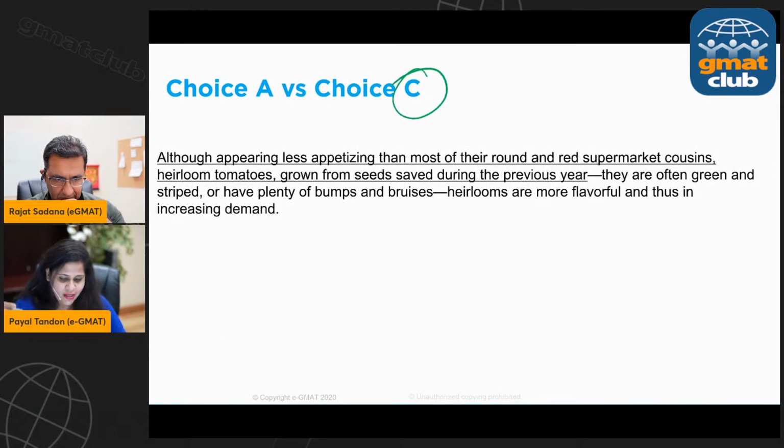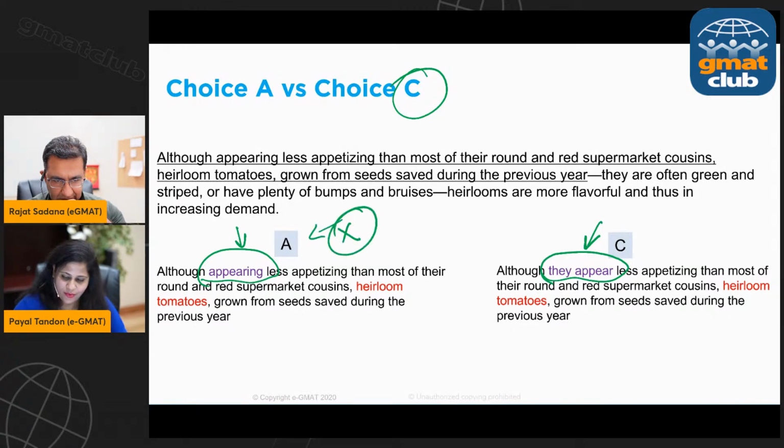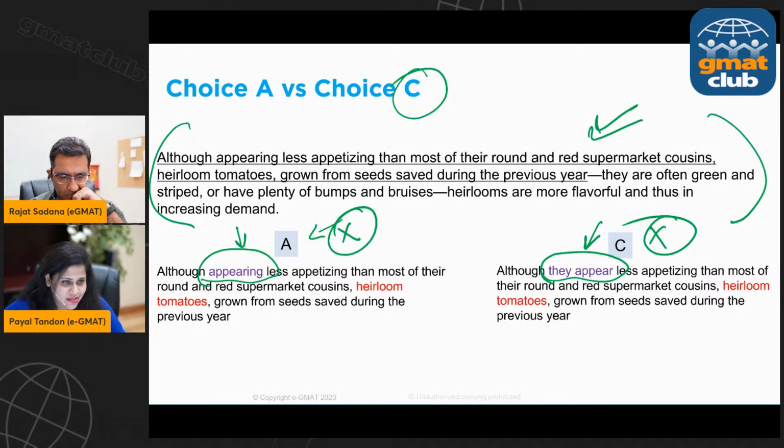Now look at choice C. Choice C has a similar sentence structure. The only difference between choices A and C is that in choice C, "although they appear" is there, so there's a subject-verb pair. In choice A, it simply says "although appearing." But as far as the remaining part of the sentence goes, it follows the exact same sentence structure. So the reason for which you rejected choice A is also applicable for choice C. So again, you're going back and forth amongst answer choices. Your detailed analysis of answer choices in the test environment has really gone down a whole lot. Why? Because you spent that much time analyzing the original sentence.